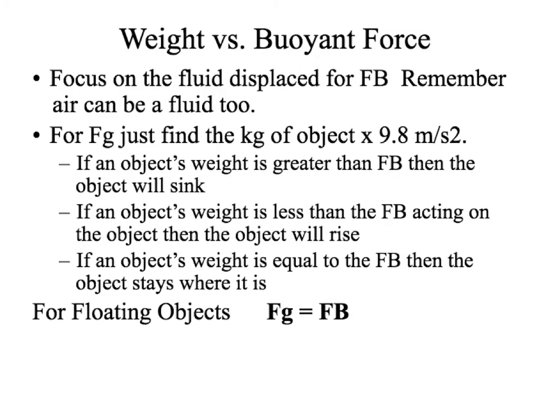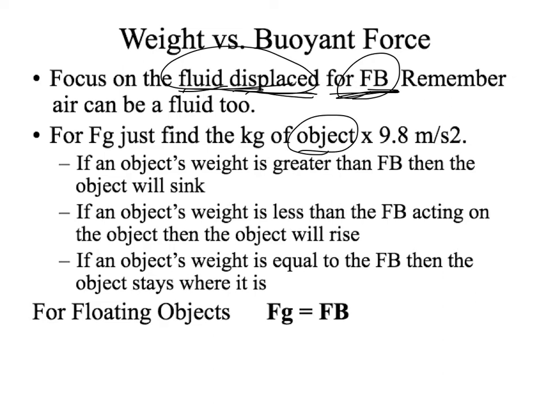All right, now we have the weight of an object. Wonderful. It has nothing to do with the buoyant force. Focus on the fluid displaced, specifically the weight of the fluid displaced for F sub B. Remember, air can be a fluid too. For F sub G, we just find F sub G like we always have. But F sub G, the weight of the object, has nothing to do with the buoyant force. Now, the volume of the object will, because the volume of the object will determine how much fluid is displaced, and then, of course, the weight of the fluid is our buoyant force. But we have to be careful, it has nothing to do with the weight of the object.